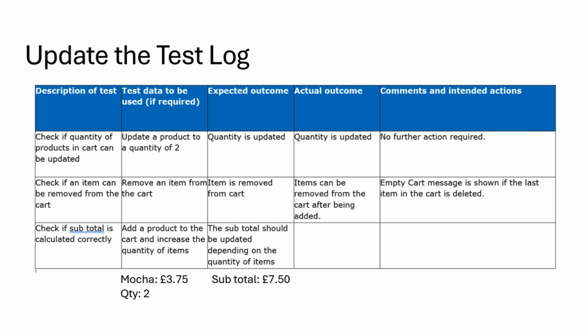Now we're going to update the test log to check if the subtotal is calculated and displayed correctly on the page. To do this, we need to add a product to the cart and we'll also increase the quantity. We expect the subtotal to be updated depending on the quantity of items we've added. For example, if we add a product that costs £3.75 and we increase the quantity to 2, we expect the subtotal to be £7.50. Adding this example to the test data section would be a good way to improve this test log.